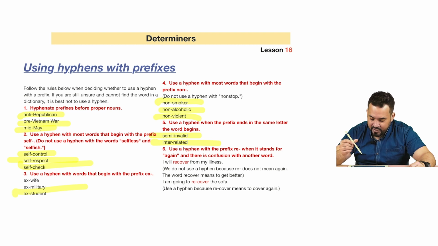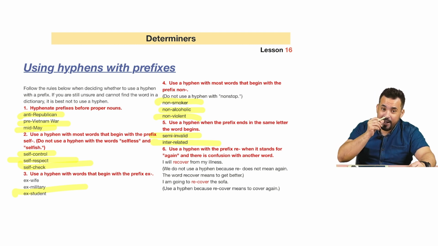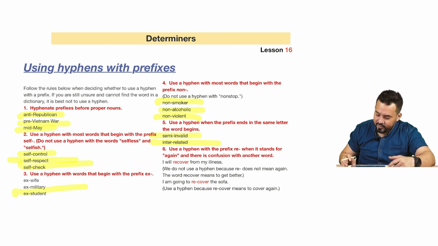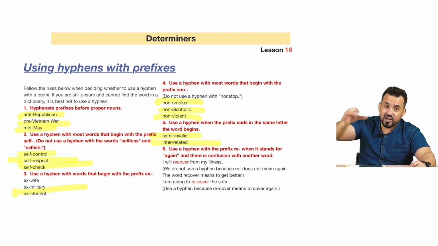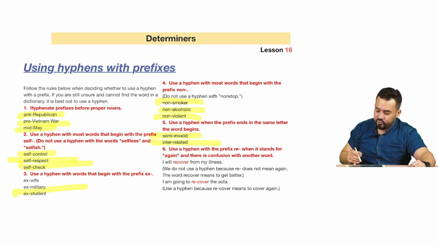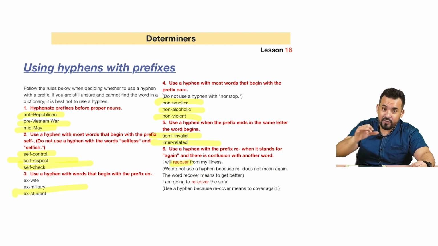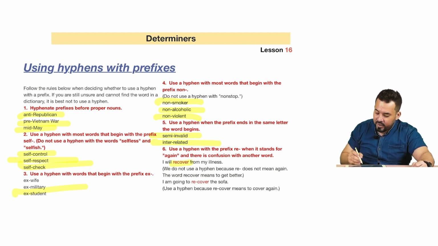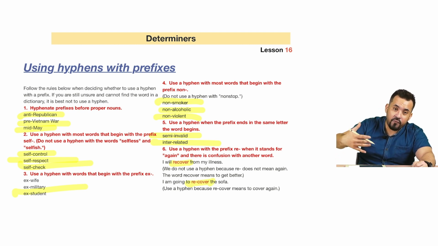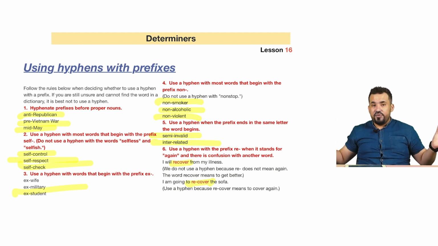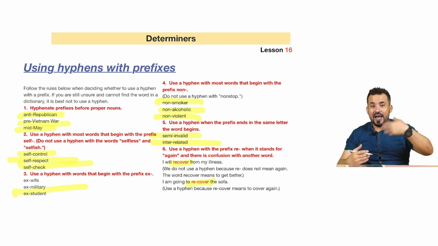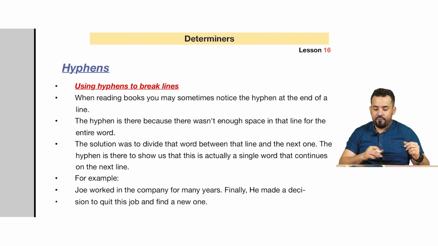Next one, we use a hyphen with the prefix re. As I mentioned before, re means to do it again. Okay, so re-cover. We use a hyphen with re when it means do it again, not when the verb actually has re in it. We don't use a hyphen for this. For example, recover means get better. That is actually the verb, recover. But not this: re-cover means to cover something again. All right, so if the verb starts with re, then there is no hyphen. But if we are using re as in do it again, then we use a hyphen.